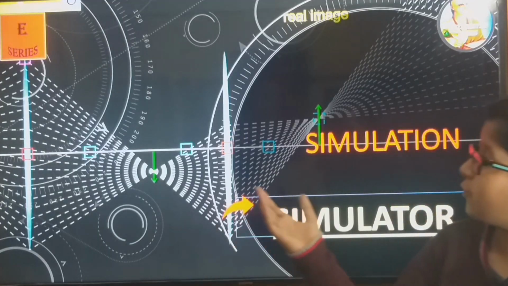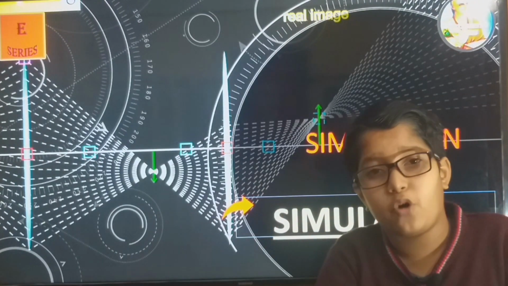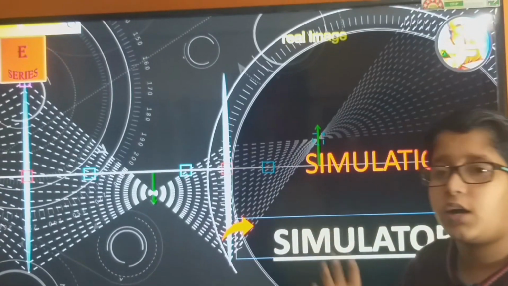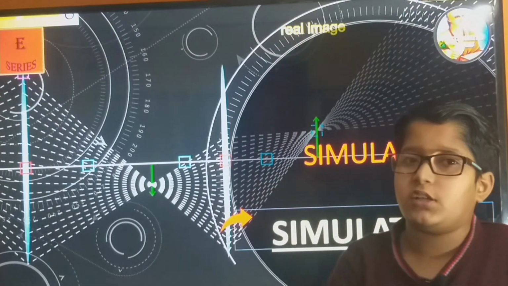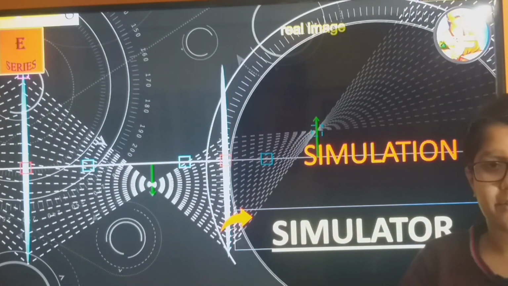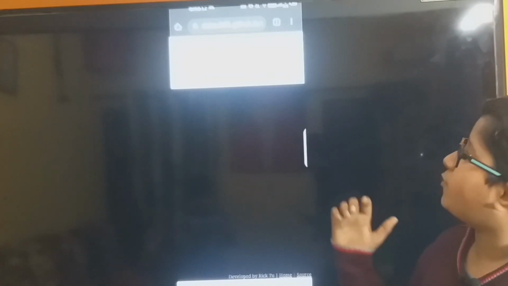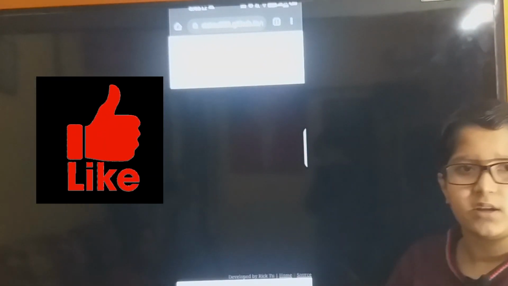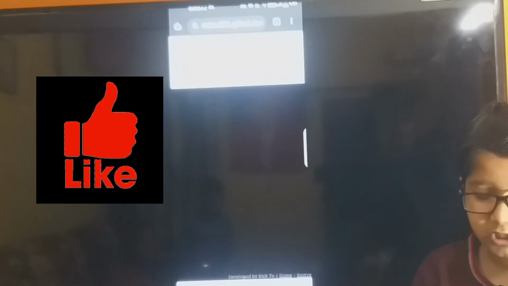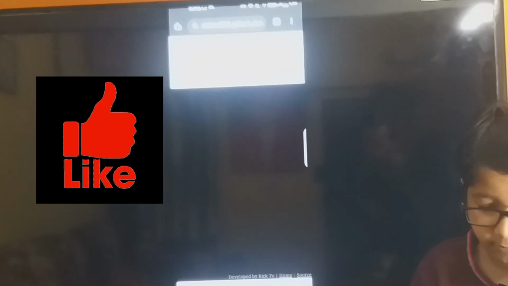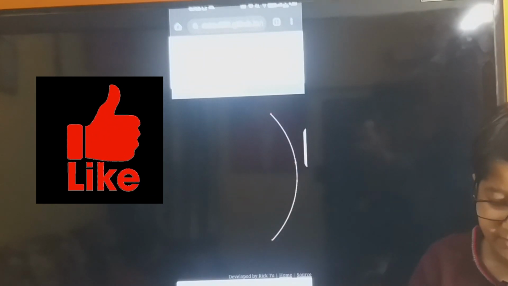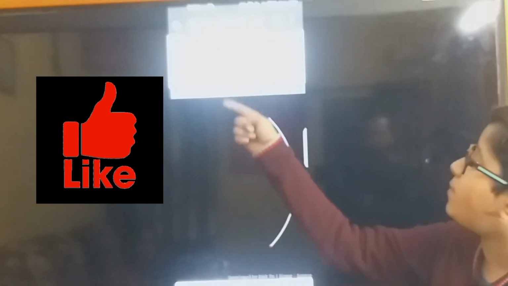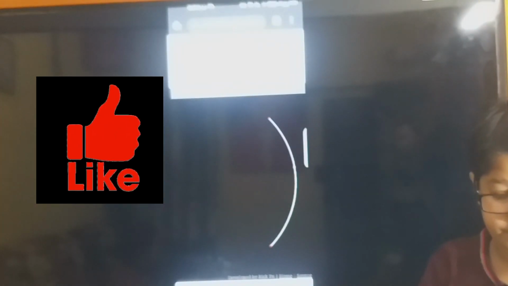Now let's see the simulation. In the simulation, we'll learn more about concave mirrors and convex mirrors and how they focus. This is a ray optics simulation. You can see the link here. If you search Google for ray optics simulation, you'll get it. For a spherical mirror, I'll select the option and make this a concave mirror. Now let's see what happens when I beam a single ray on this.